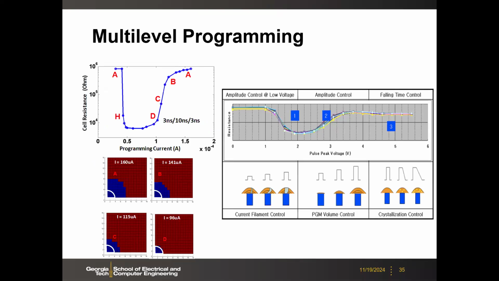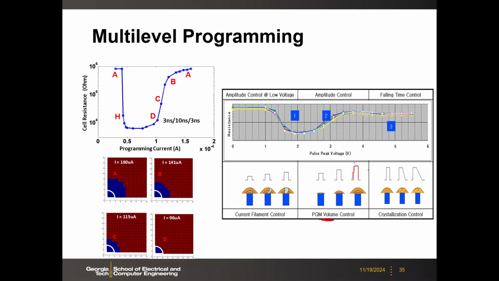Multi-level, we already mentioned that. So here, basically you can operate on this programming curve, especially in the reset, right? You can stop at different levels depending on the programming current or reset current, right? So a larger reset current, you're going to create a larger volume. And also, besides the amplitude, you can also do the timing control. So let's say the volume control is due to the different amplitude.